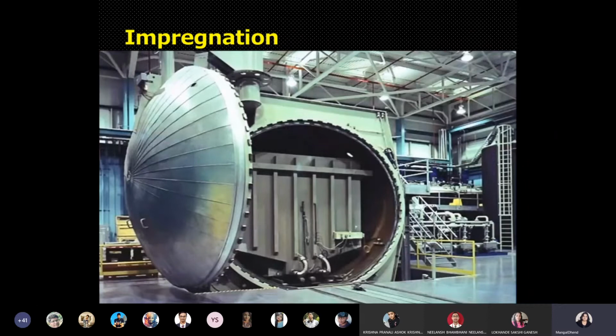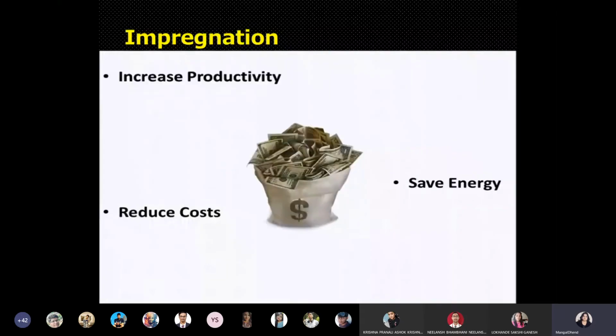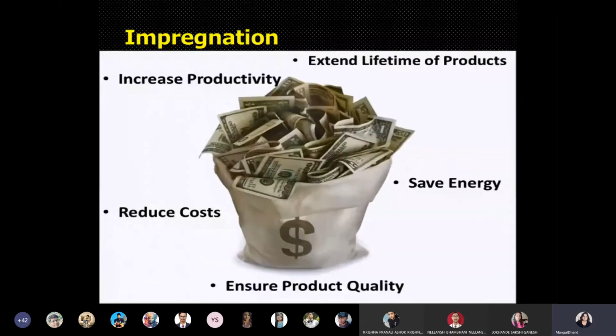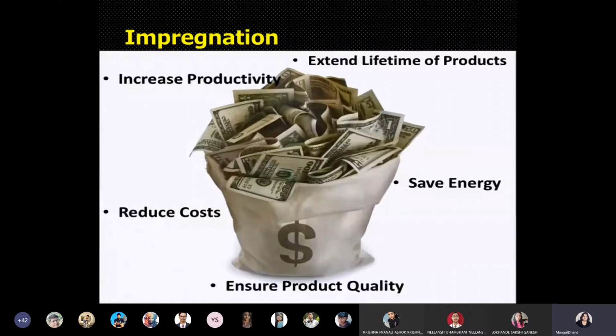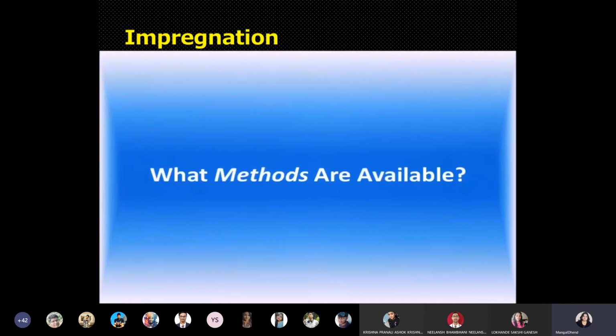Instead of having to scrap finished products due to defects causing them to fail during factory tests, installing an impregnation system can be an easy solution to reduce rejection rates to a negligible amount. An impregnation system helps companies by reducing their costs, saving energy, increasing productivity, ensuring product quality, and extending the lifetime of their products. So what methods are available?